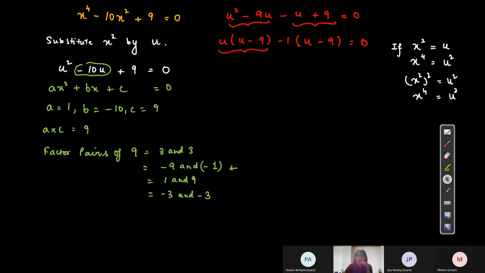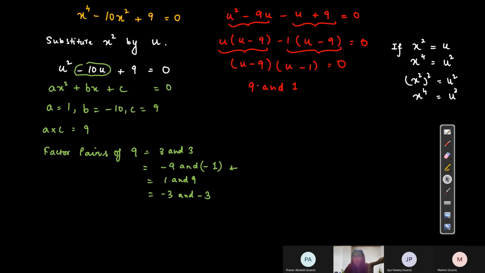Now you can again find out the common factor for these two terms. The common factor is u minus 9. And when you divide this term by u minus 9, you will get u. And when you divide this term by u minus 9, you will get negative 1. So your solutions will be 9 and 1.